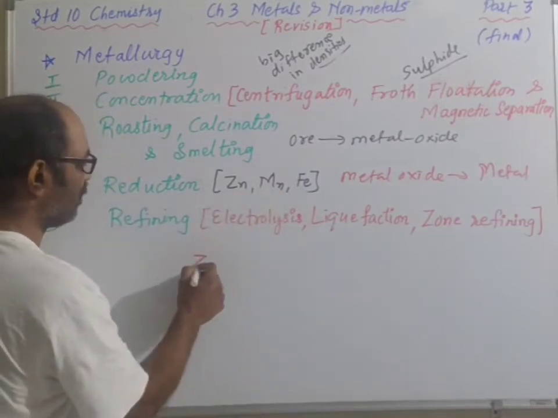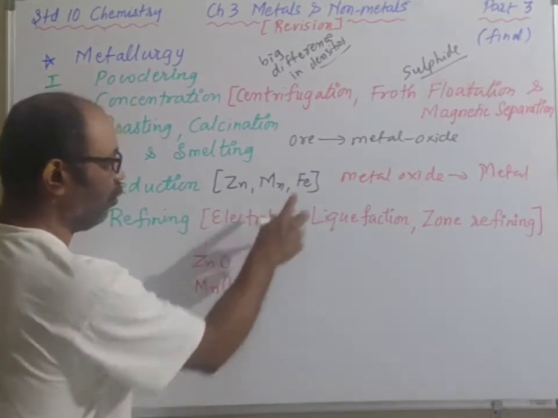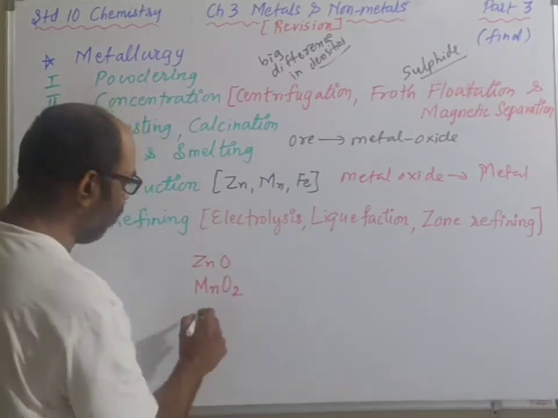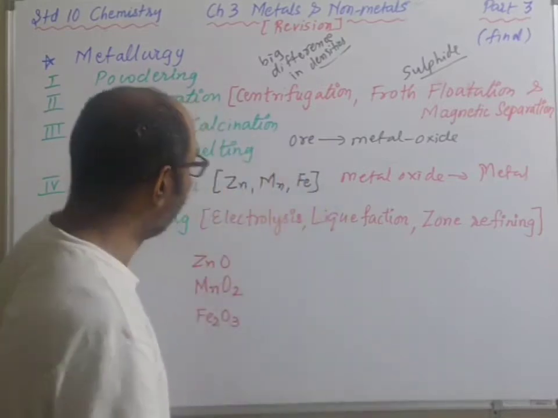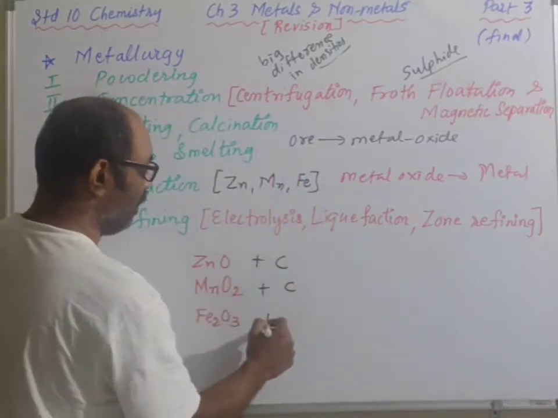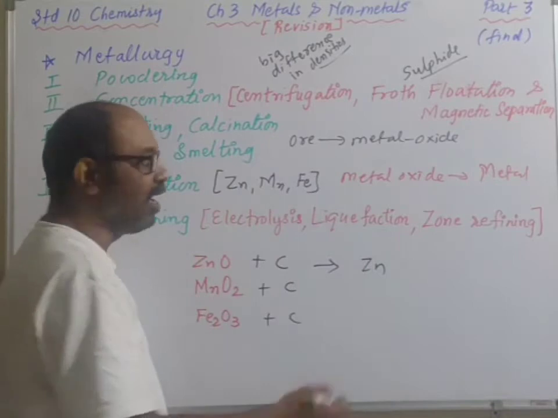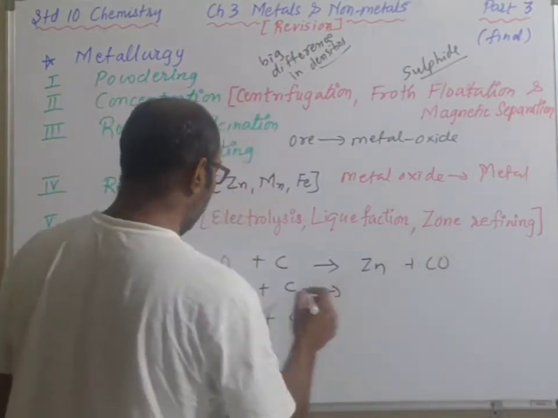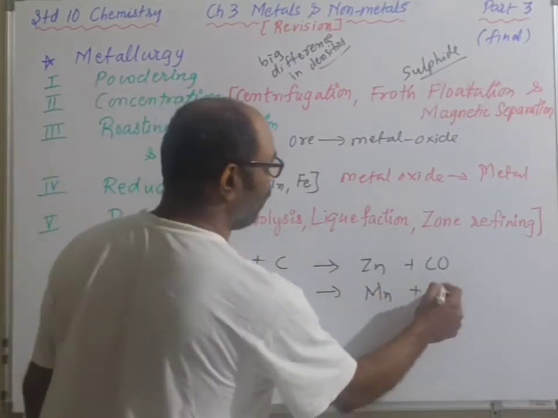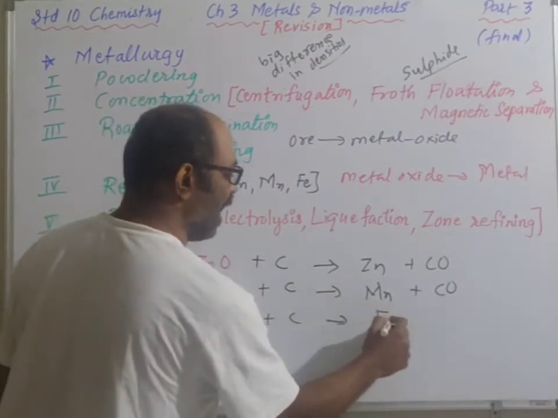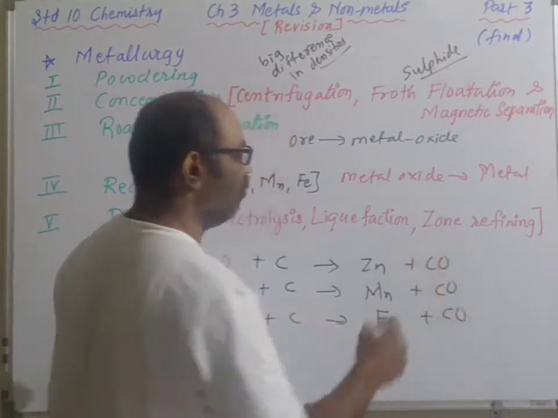Zinc oxide, that is ZnO. Manganese dioxide, that is MnO2. Iron, ferric oxide, that is Fe2O3. Children, these are treated with carbon. So it produces zinc: zinc oxide, zinc comes out, and carbon monoxide. This also produces manganese, and carbon monoxide. This produces iron: from iron oxide, iron is removed and you get carbon monoxide.